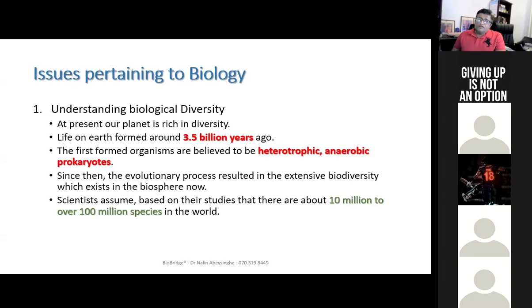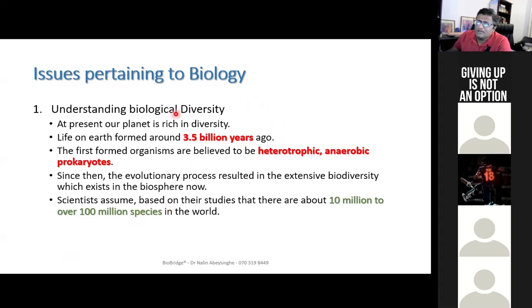They say there's a huge number which is yet to be discovered. Even scientists couldn't find most of the species. Many species still were not discovered. So life on Earth formed around 3.5 billion years ago. It's quite a long time ago, you can't imagine 3.5 billion years, right?